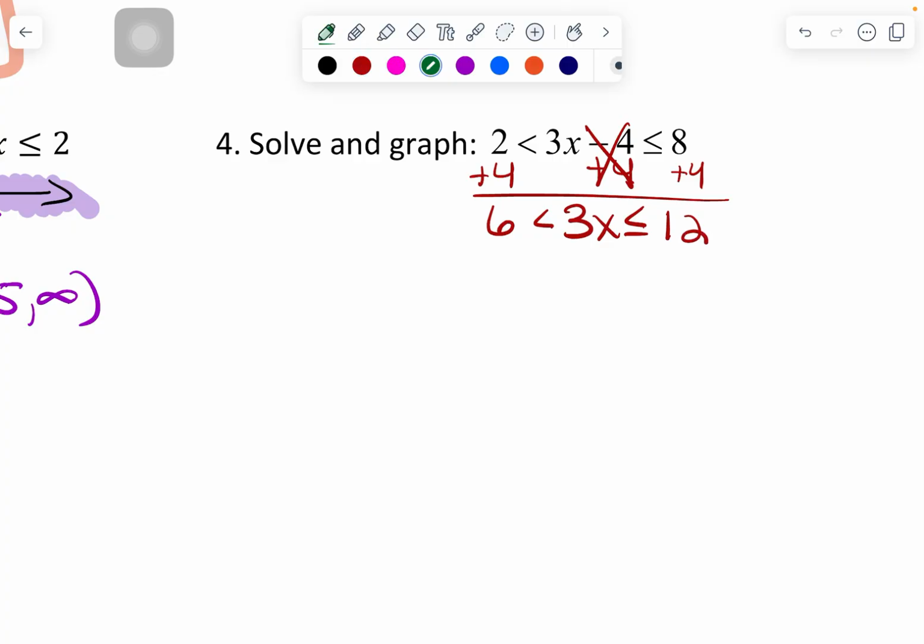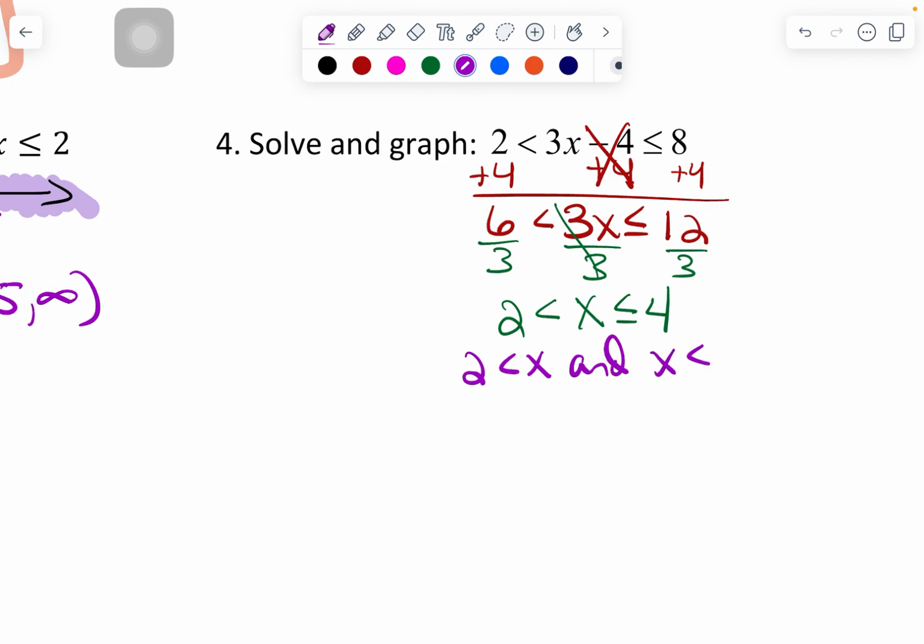I'm going to go ahead and divide by 3 to get x by itself. But again, I need to divide all 3 components by the number 3. All right, so 6 divided by 3 is 2, less than x, right? 3 divided by 3 cancels out. Less than or equal to 12 divided by 3 is 4. So now I have a conjunction. 2 is less than x, and x is less than or equal to 4.